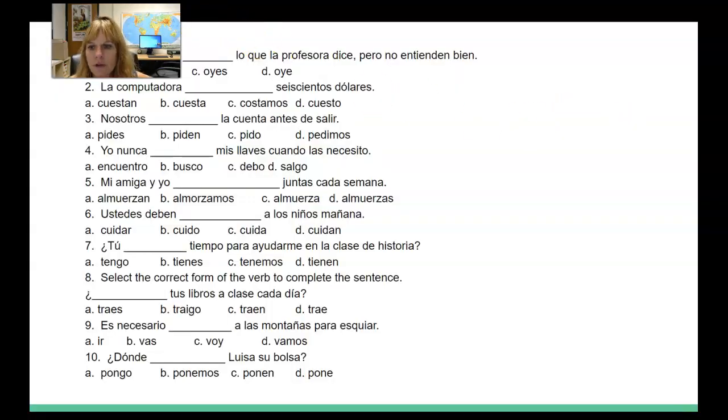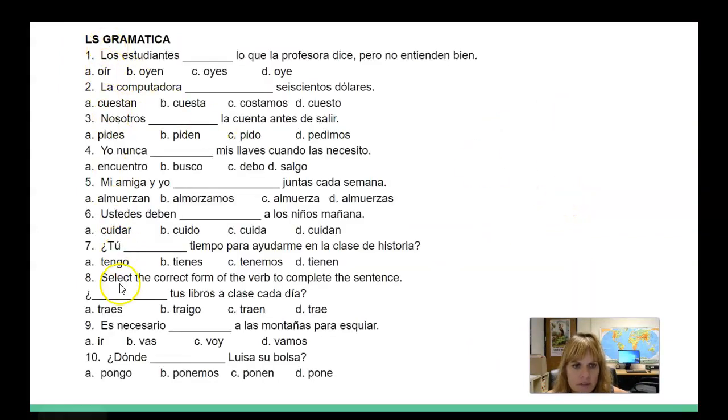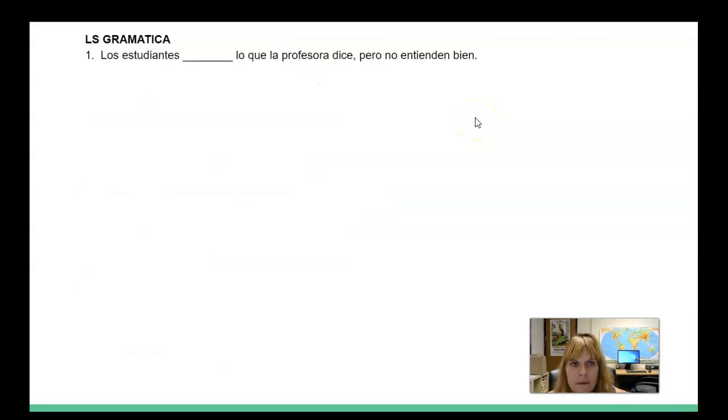So, número uno, los estudiantes. These were the questions I want you guys to fill in. If you have your cheat sheet, just make sure you've printed it out or you're filling it in side by side. It'll make your life a lot easier. So, los estudiantes blank lo que la profesora dice, pero no entienden bien. So, los estudiantes oyen. The students hear what the professor is saying, but they don't understand well. Oof, we could all relate to that.